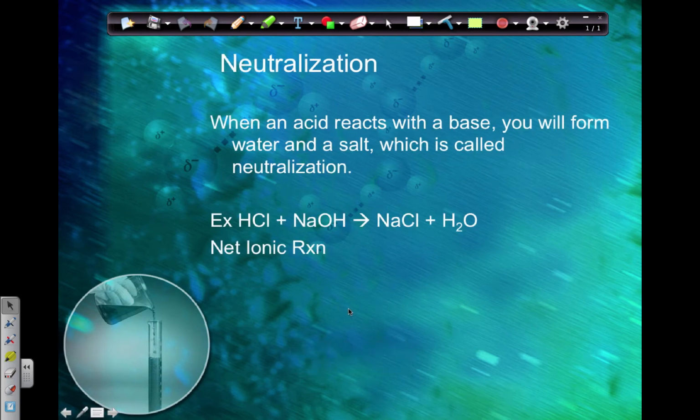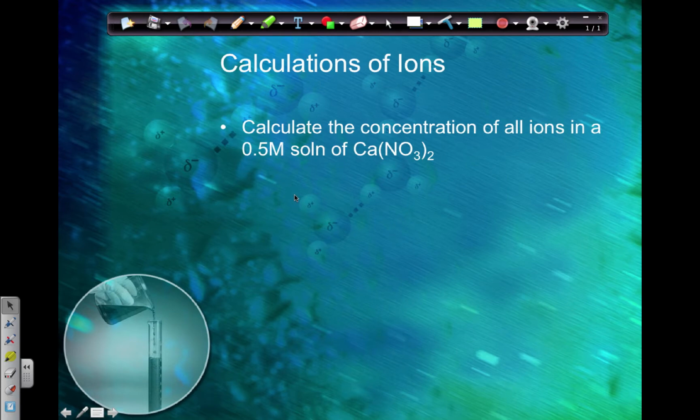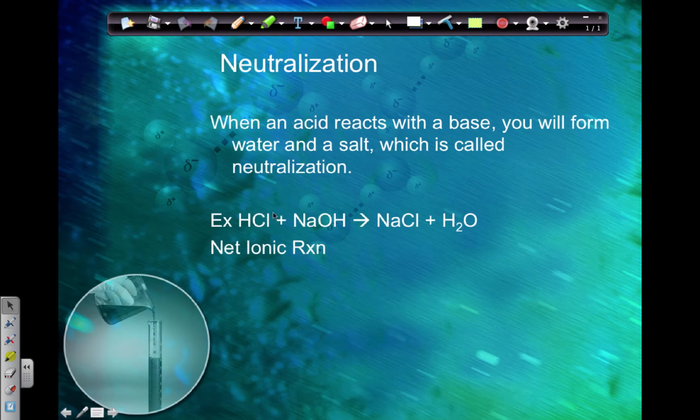All right, so let's talk about a special type of double replacement reaction. It's called a neutralization reaction. So when an acid reacts with a base, you're going to form a water and a salt, which is any ionic compound. This is called neutralization because an acid will have a pH below 7 and a base will be above 7. So you'll have a pH below 7 and above 7 before, and then afterwards you make water, which is a neutral substance, which has a pH of 7, which is why it's called neutralization.